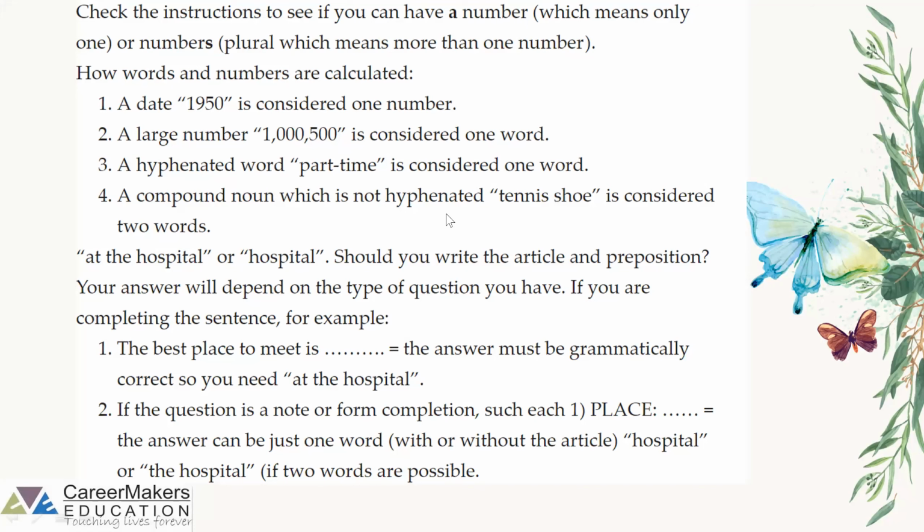Okay, go ahead Maya. A date 1950 is considered one number. A large number 1000500 is considered one word. Exactly. A hyphenated word part-time is considered one word. Okay, sorry, Maya. Now here, 1950, 1000500 is also considered one word.